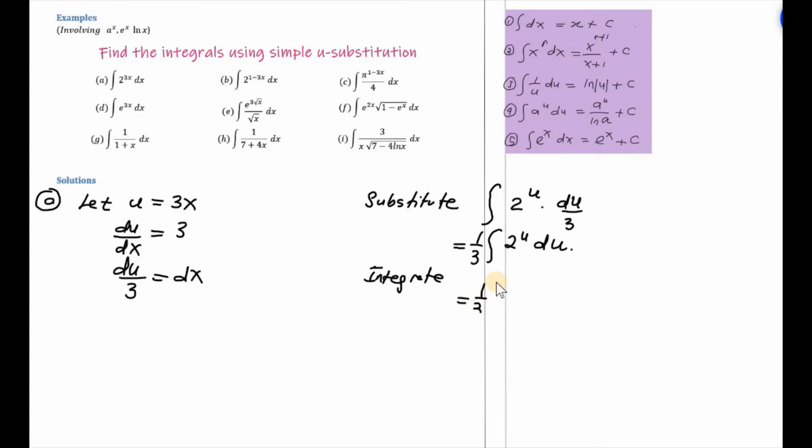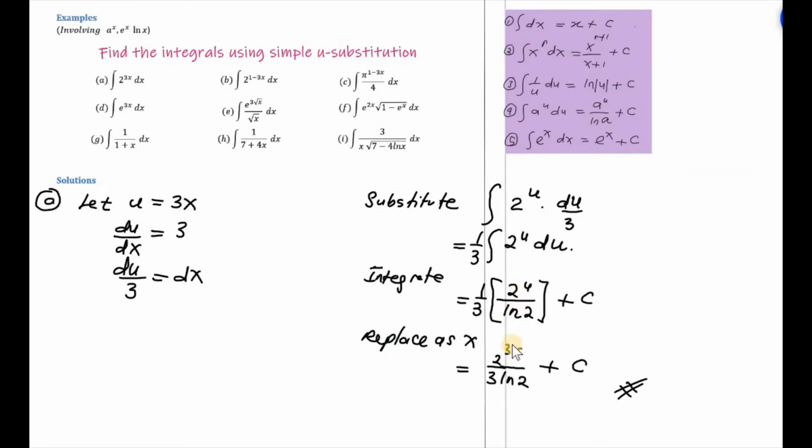So we get 1 on 3 integrating. So we get the answer, which is 2 power u over ln a, where the base of the exponent is 2, plus c. After you have got that, make sure you replace back your answer in terms of x. So I have replaced the u there, which is 3x, and then we rearrange it. So that will be our final answer for this question number A. Alright, okay. Let's do more.